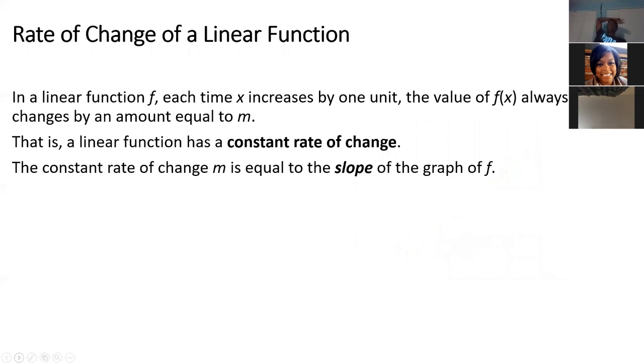Okay, rate of change of a linear function. That's what we just kind of did. In a linear function, each time x increases by 1 unit, the value of f of x always changes by an amount, and it's the equal amount. That's why it's slope. Your slope is your m. It has to be equal. Each time that change is the same. It's a consistent, constant rate of change. And so m is what represents that, and that is called our slope. Yay! M means slope.